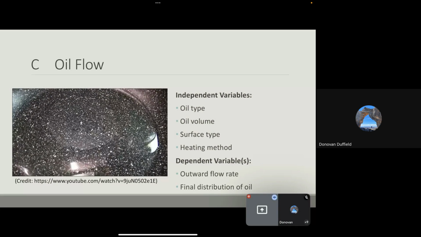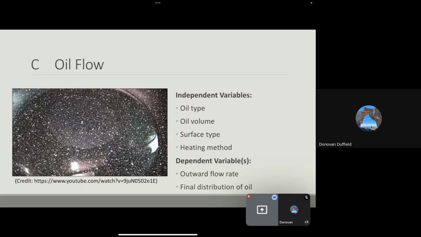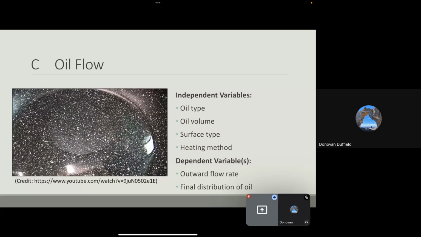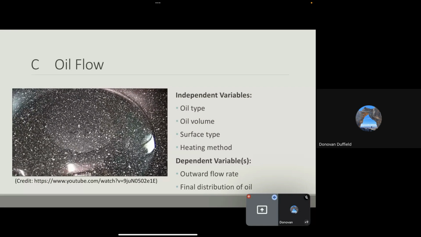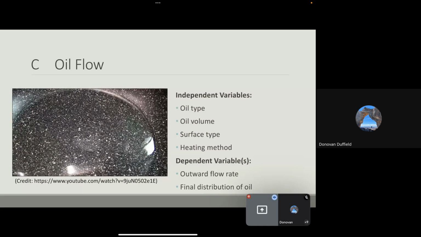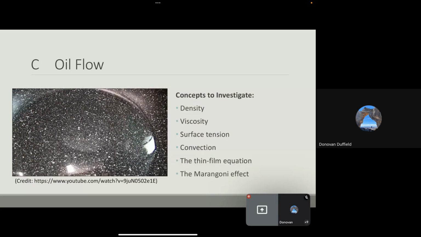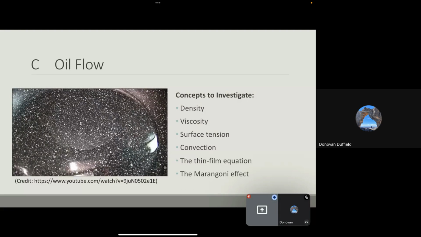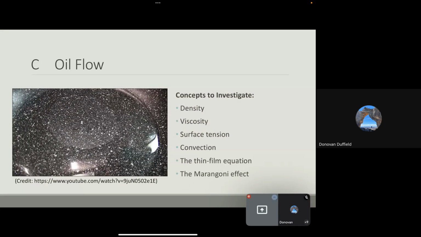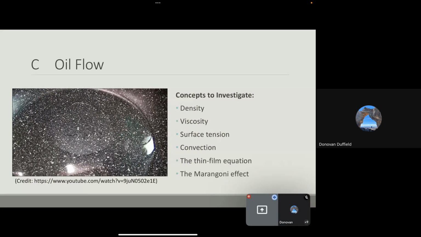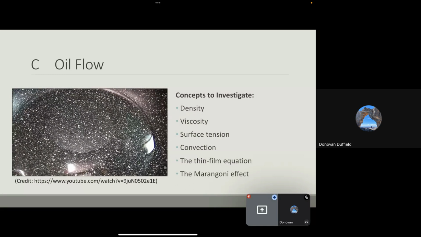And also look at the heating method, right? So, for example, preheating the pan and putting the oil in versus heating the oil from cold. Then the dependent variables could be the output flow rate and the final distribution of the oil on your hot surface. Right? And with fluids, there is a lot to know. Lots of things to investigate. Density, viscosity, surface tension, convection, those are fundamentals. And if you want to go really far, study the thin film equation and the Marangoni effect.